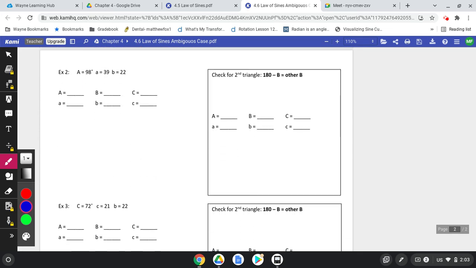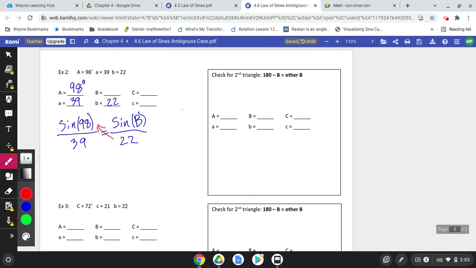Example 2. Once again, fill in what you know. So I know this is 98 degrees. This is 39. B is 22. Okay, at this point, once again, we'll start the same. So the sine of 98 divided by 39 equals sine of b divided by 22.